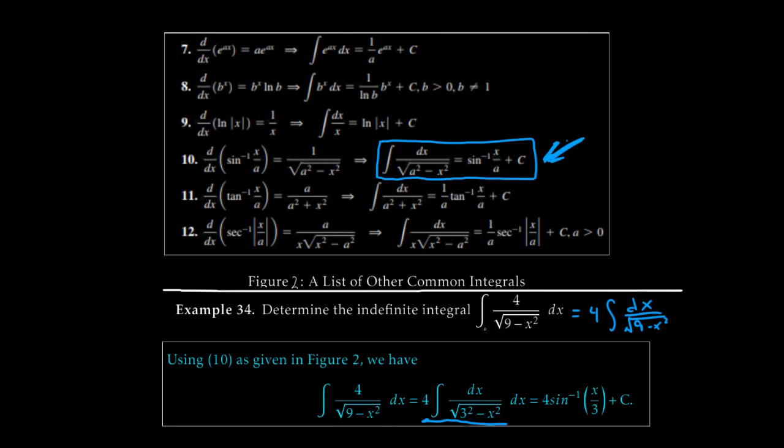All we have to do is notice that a is just 3 in this case. So we get 4 times sine inverse of x over a, which in this case is 3, and then we put that constant there, plus c. The integral went away, so the c is here to stay. And we got our final answer. Bada bam, we're done. The indefinite integral of 4 over the square root of 9 minus x squared dx is just 4 sine inverse of x over 3 plus c.